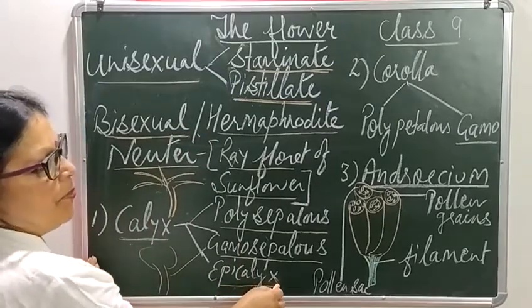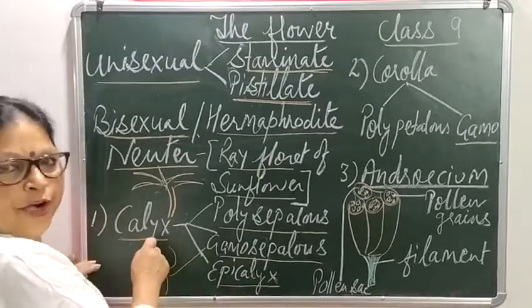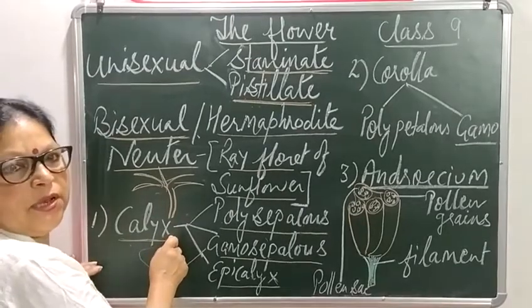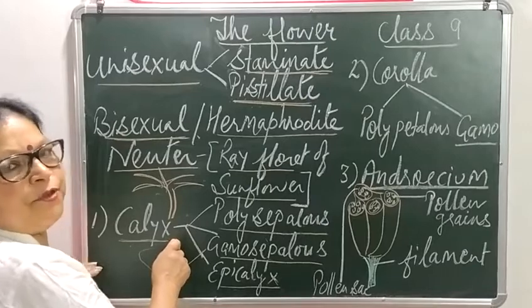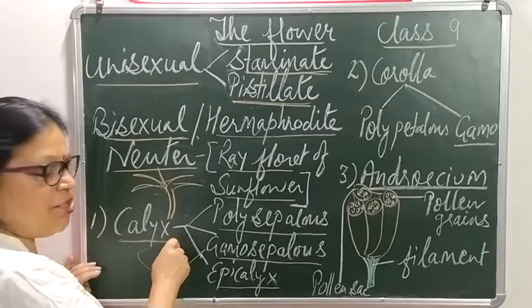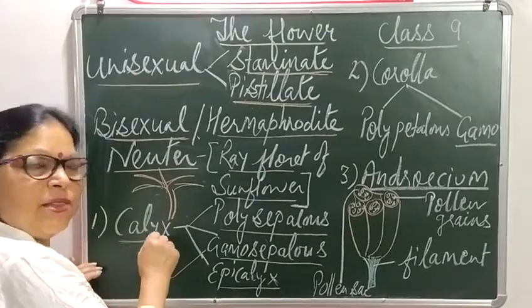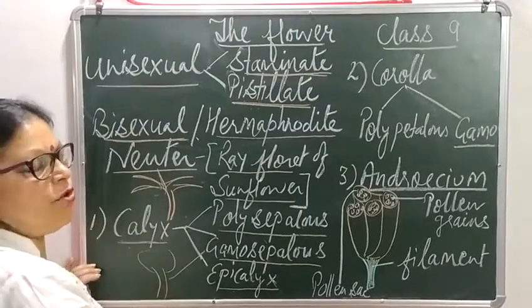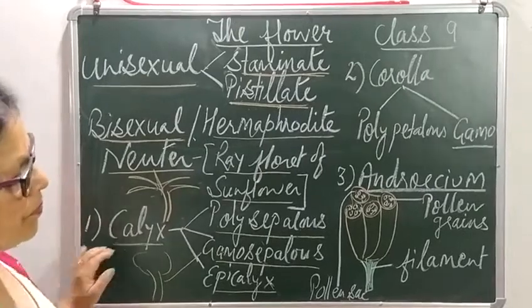This is called epicalyx. I have already told you about the function of calyx or sepals. Sepals are green in color, so their function is to protect the flower, especially in the bud stage, and if they are green in color, they will also help in the process of photosynthesis. So these are two functions of calyx.